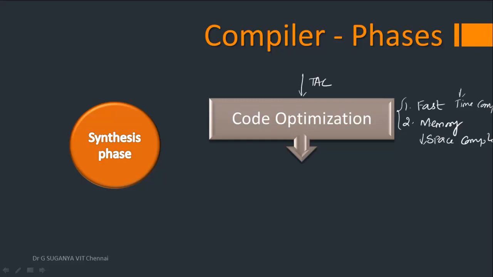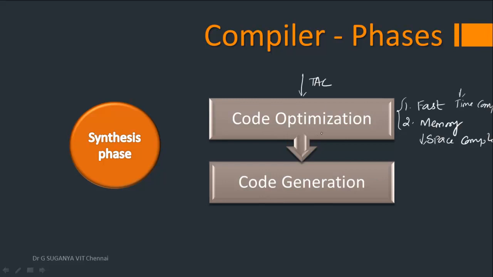So unwanted statements that are part of the program will be eliminated, and unwanted variables, unwanted in the sense which is not adding any value to the program, will be eliminated as part of this code optimization phase and will be given as output to the code generation. So this is again a 3 address code, but now it is optimized to have better time and space complexity.